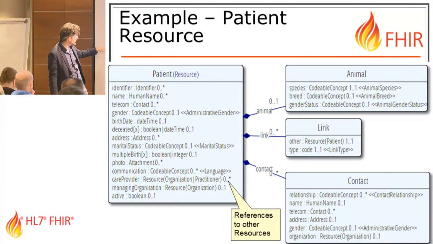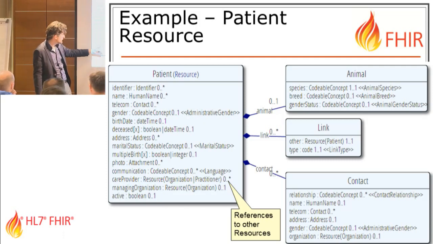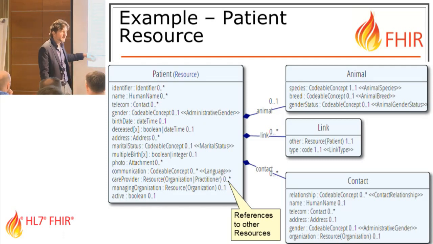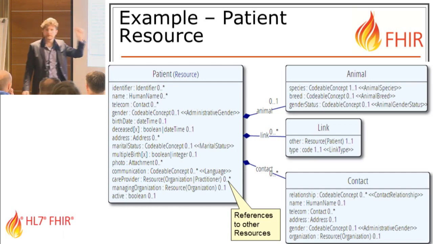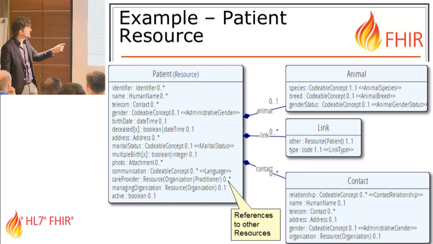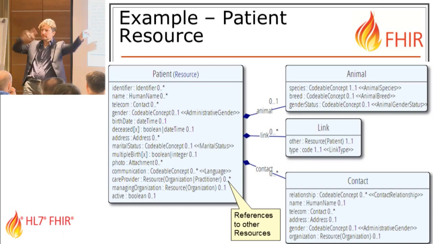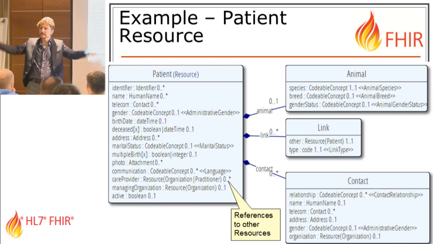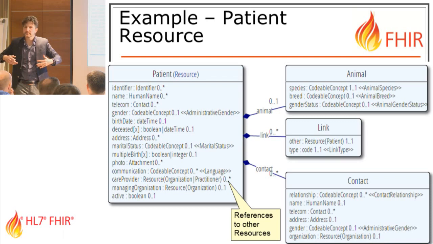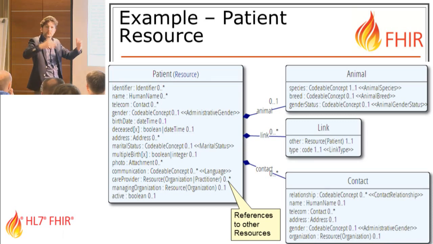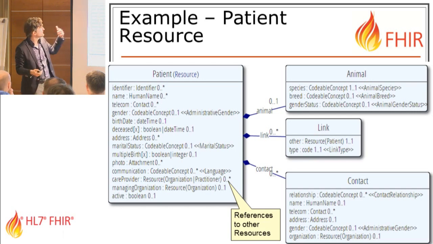Here, I have an element called care provider. I think it's being renamed for the last version. And that points to another resource, a practitioner or organization somewhere else. So FHIR resources are connected by pointing to each other, not by nesting data into one big thing like version 3 did, where everything was in one big message or one big document. No, we allow you to just download a single patient and then follow references.